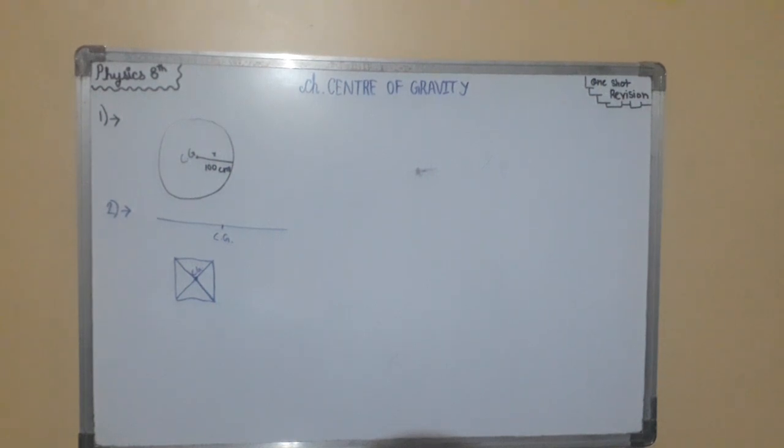Now, the third question is, a wire of length 2006 millimeter is bent in the form of a square. Find the position of the CG of this resulting square from any one of the vertices. Assume the wire is of uniform density.